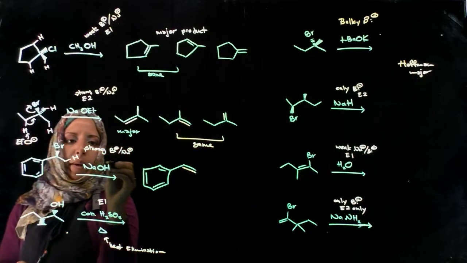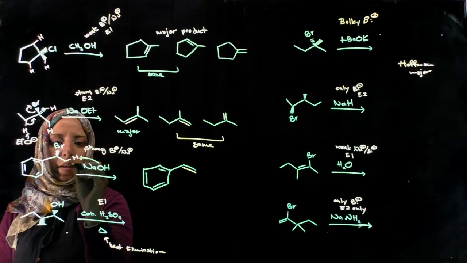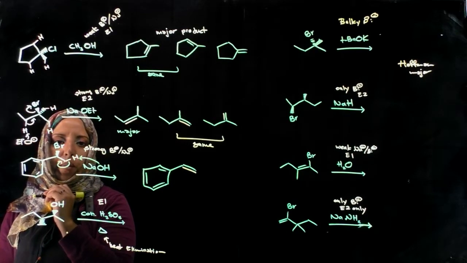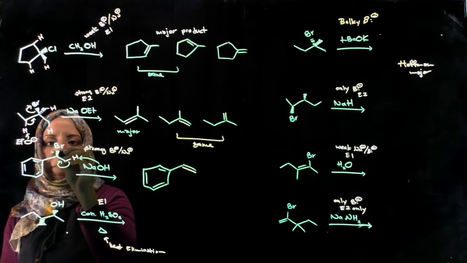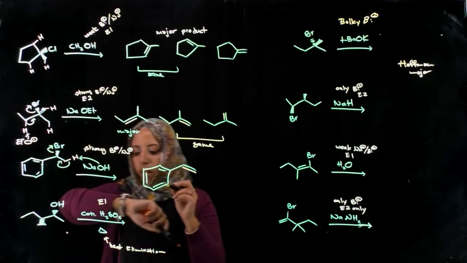And if you were to draw the mechanism, the base deprotonates, you show the formation of a pi bond where those two electrons are the two electrons that form the pi bond, and we have the loss of a leaving group, right?